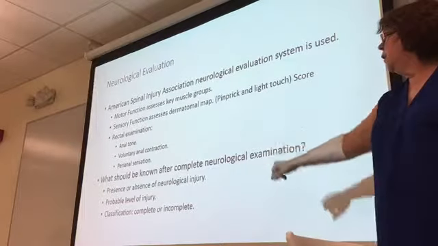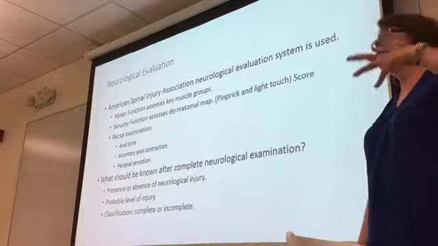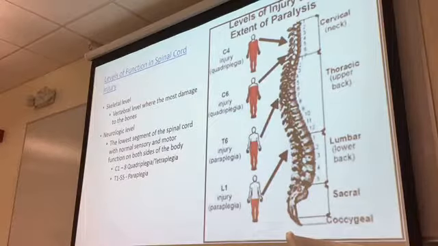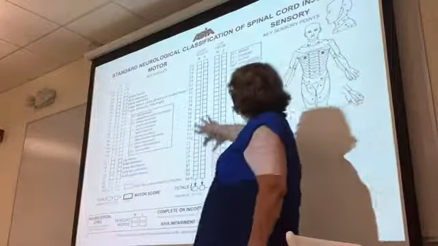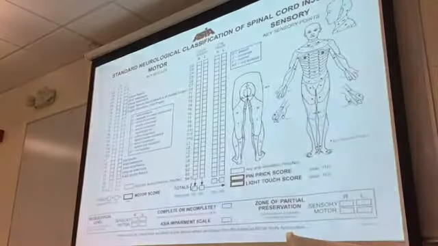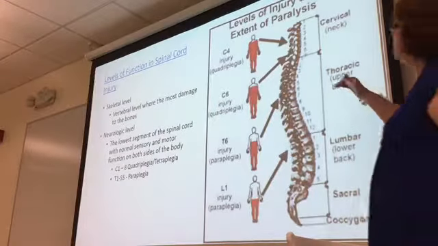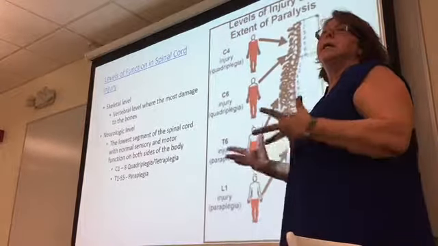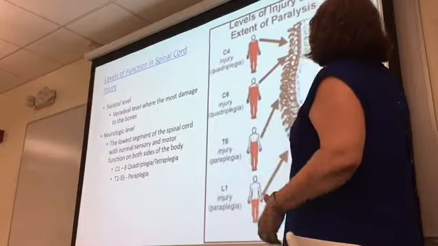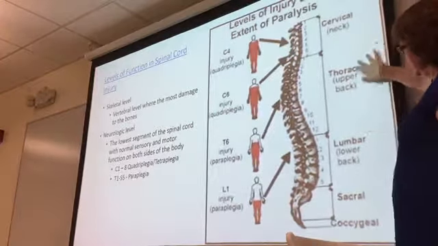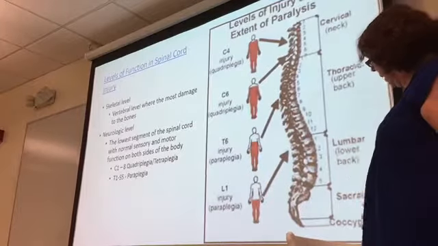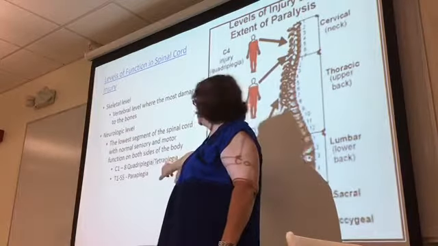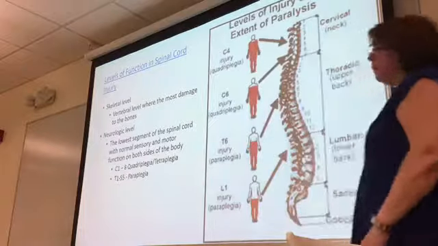And then we want to know, is it complete or incomplete? And I'm going to talk about that. So once I know from motor and sensory, after spinal shock is gone, I can then figure out the level of injury. So if they've lost both motor and sensory, injury at C6, cervical, quadriplegic. So the cervical, the thoracic, more your back, and then you have your lower back, lumbar, and sacral area. So C1 through 8, quadriplegic, tetraplegic, T5 and below, paraplegic.